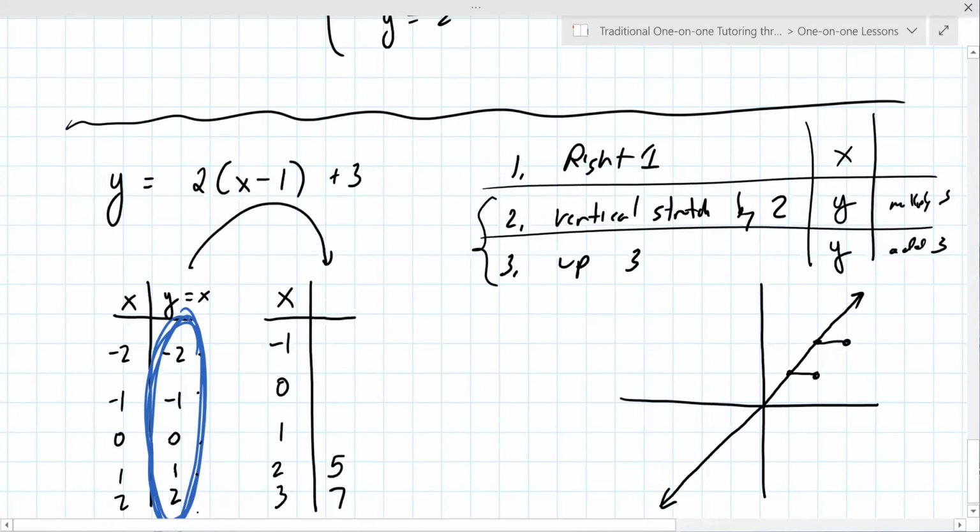Right. And then you go here, 0 plus 3 becomes 3. That's right. -2 plus 3 is 1. And then -2 times 2, oh, it's -4 plus 3 is -1. Yes.